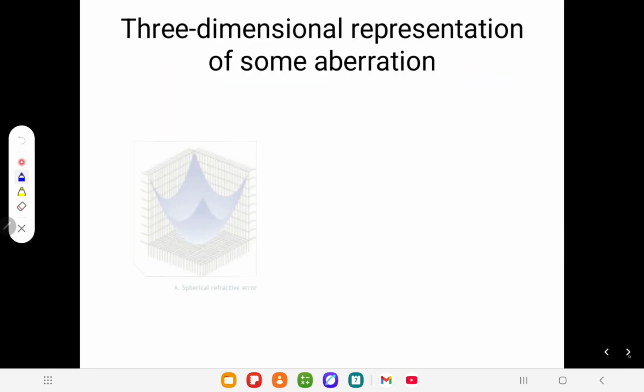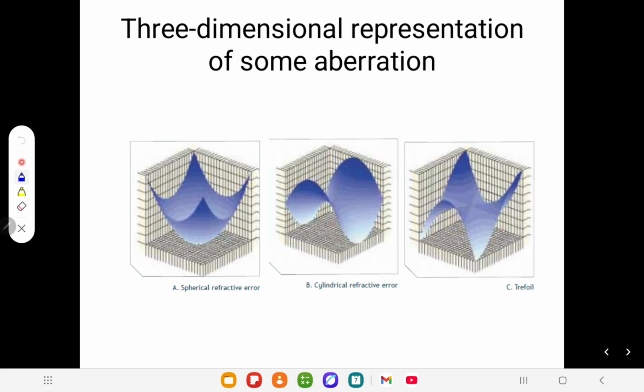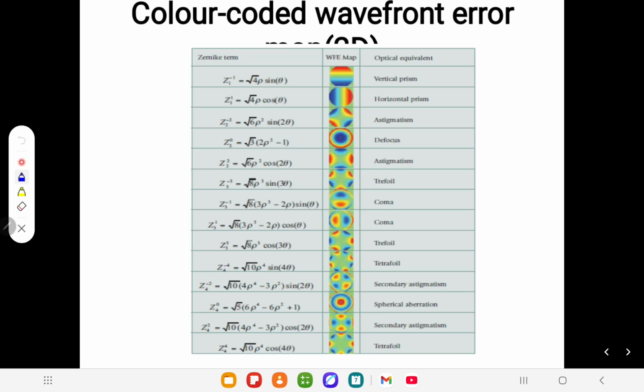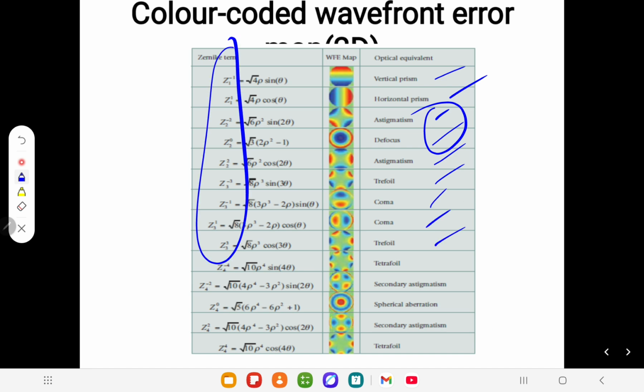So for the 3-dimensional representation, you can find pictures much like these. This is the 3-dimensional representation. It is trefoil. Again, this is the same, isn't it? Vertical prism, horizontal prism, astigmatism, defocus, second order astigmatism, trefoil, comma, trefoil, and all these things. So you can see numbers and all these things.